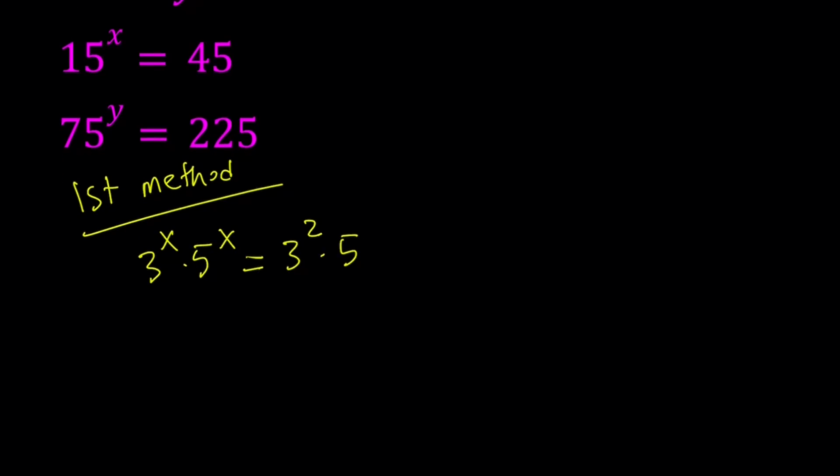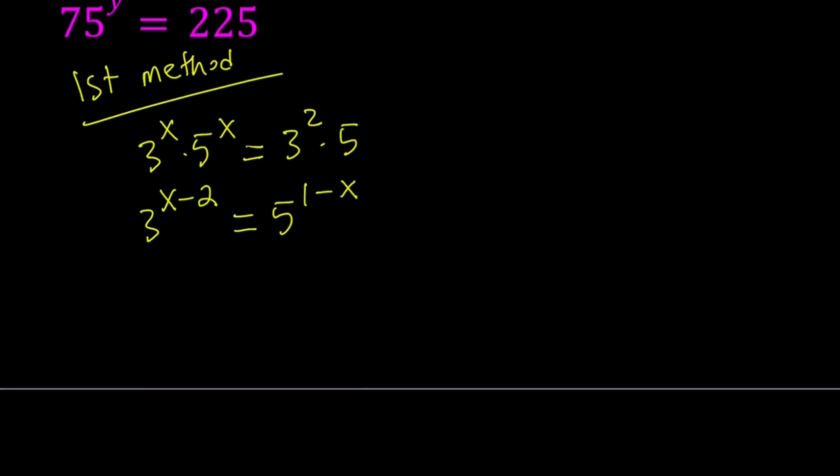So here, my goal is to put the 3's on the same side and the 5's on the other side. So let's go ahead and divide by 3 squared. When we divide two powers with the same base, we subtract the exponent. So we're supposed to subtract x minus 2. And we're going to divide 5 by 5 to the power x. So it's going to be 5 to the power 1 minus x.